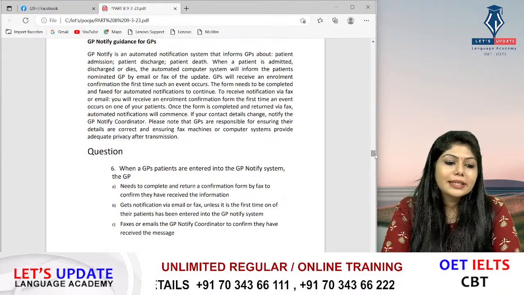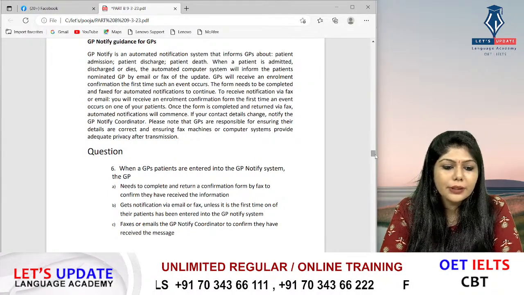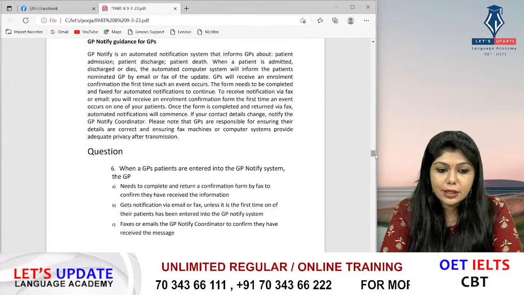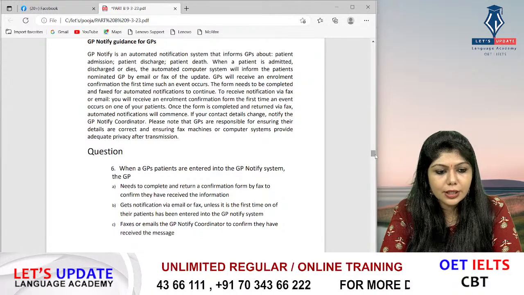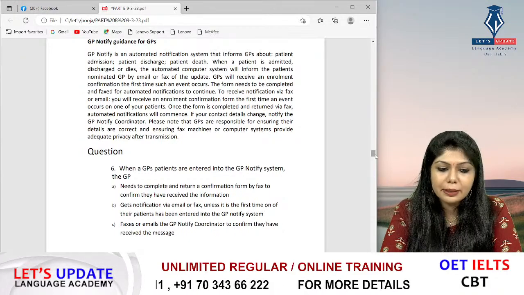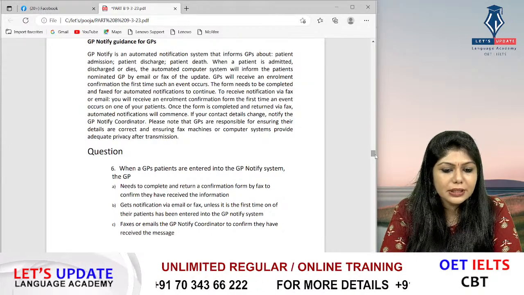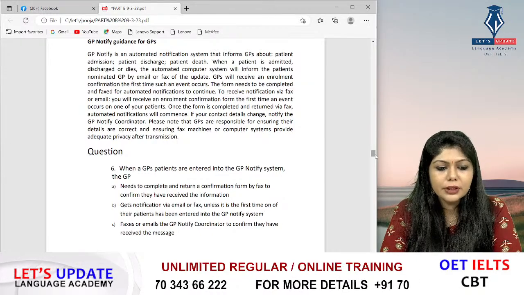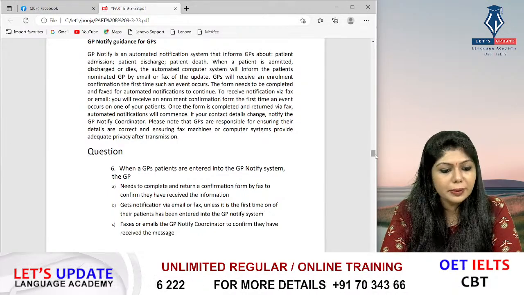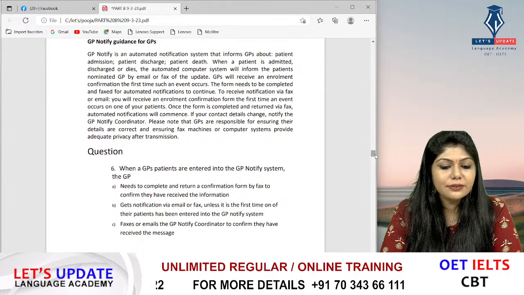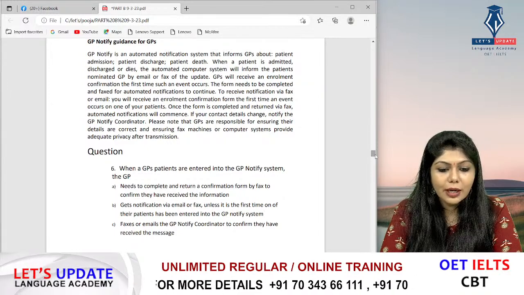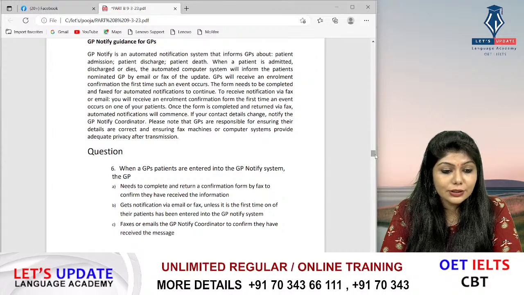Now let's read the extract. GP Notify is an automated notification system that informs GPs about patient admission, patient discharge, and patient death. When a patient is admitted, discharged, or dies, the automated computer system will inform the patient's nominated GP of the update by email or fax. GPs will receive an enrollment confirmation the first time such an event occurs. The form needs to be completed and faxed for automated notifications to continue. To receive notification via fax or email, you will receive an enrollment confirmation form the first time an event occurs on one of your patients.